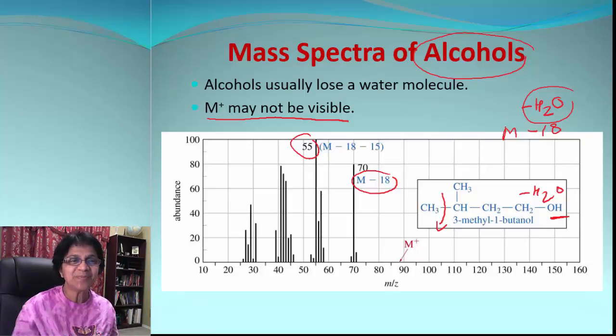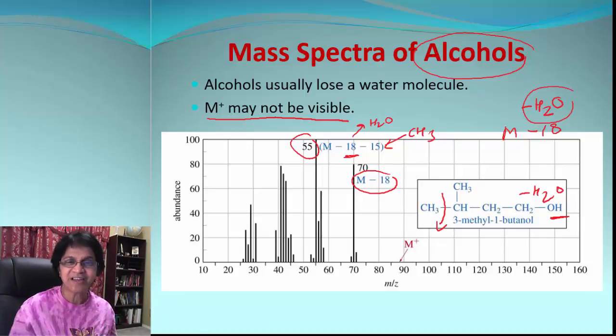And then there is a possibility of also losing this CH3 group. So this corresponds to M minus 18 for water and minus 15 for methyl group, and the peak corresponds to 15, and that looks like a base peak. So what do you think? Does this conclude our molecule structure? Yes, it does. So mass spectroscopy is really a powerful technique in determining the structure of organic molecules.